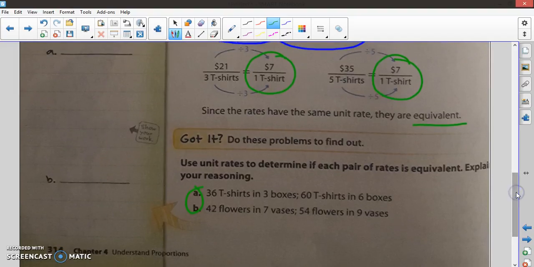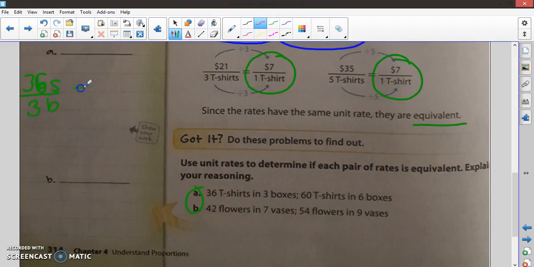Okay, so if you're watching this, that means you are done. So now we're going to check our answers. So let's start with A. So we're comparing 36 shirts, I'm going to put S for shirts, to 3 boxes. I'll put 3, B for box. This is a 36, and this is a B.